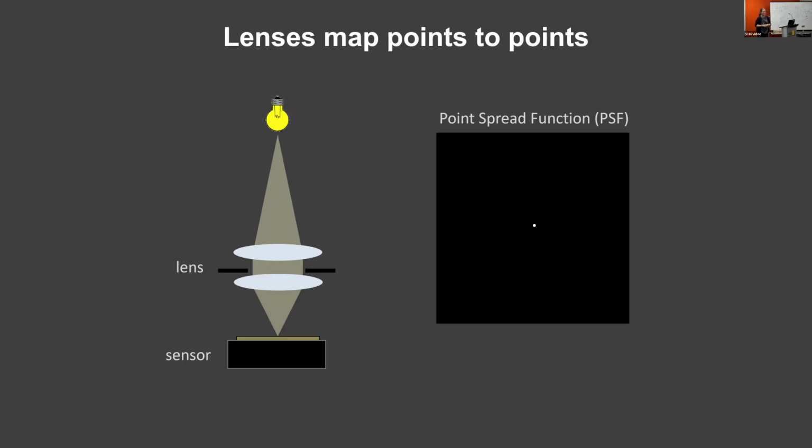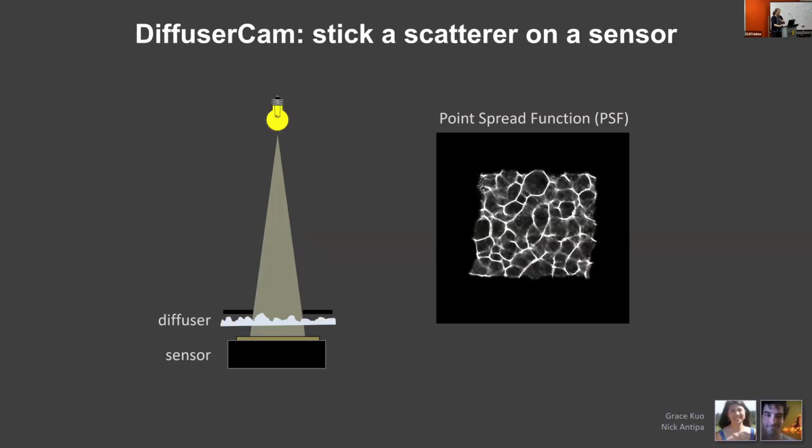So think about a regular camera. You have some scene in the world, and you have a lens that focuses a point from the scene onto the sensor. And the idea is that your sensor then captures exactly what was out there in the world. Whereas DiffuserCam is one of many mask-based lensless sensors, meaning you put a mask somewhere in front of the sensor, but close to the sensor, so everything could be compact.